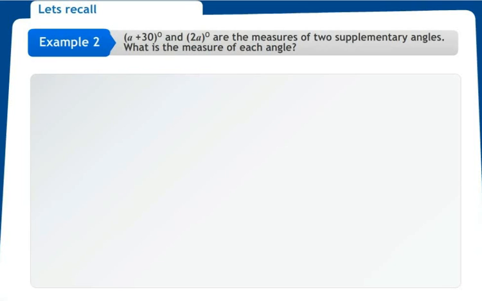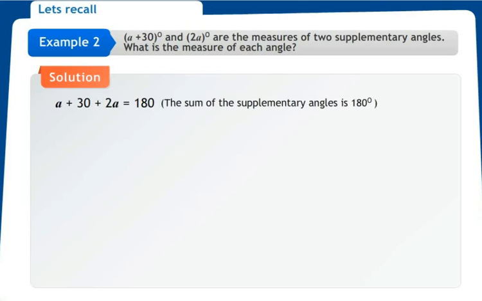Now the word problems based on supplementary angles. a plus 30 and 2a are the measures of two supplementary angles. What is the measure of each angle? Two angles are already given, and it is also given that they are supplementary. So what we'll do is a plus 30 plus 2a will be equal to 180 degrees, as they are a pair of supplementary angles.